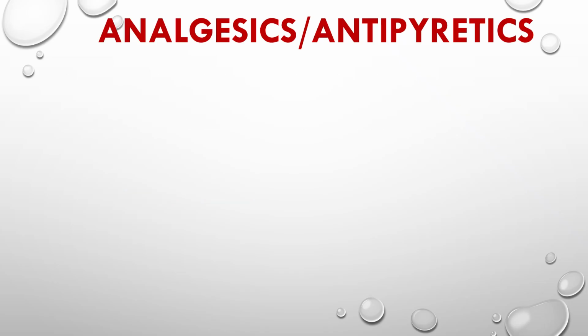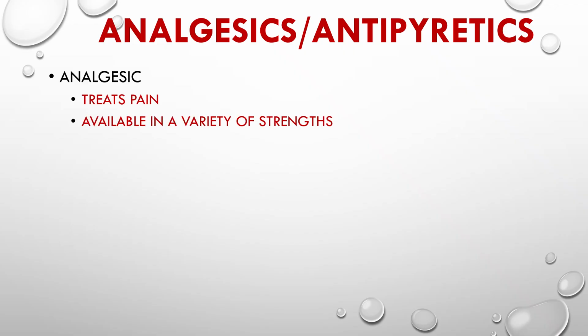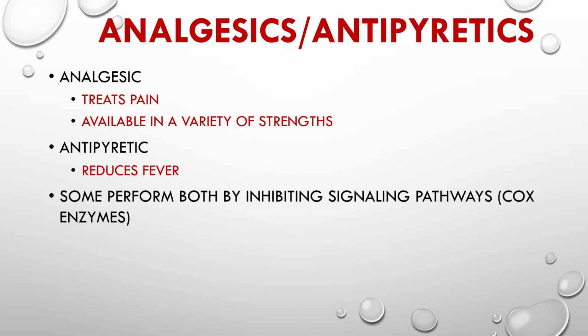Now, analgesics and antipyretics. Analgesics are pain relievers, so they're used to treat pain and have different strengths, so different doses, and that's what can determine which one is used. Antipyretics are fever reducers. Think of pyromaniac, like hot and fire, so stopping the fire, which is fever. Some perform both by inhibiting a signaling pathway that uses COX enzymes. By inhibiting that, it treats pain and reduces fever.